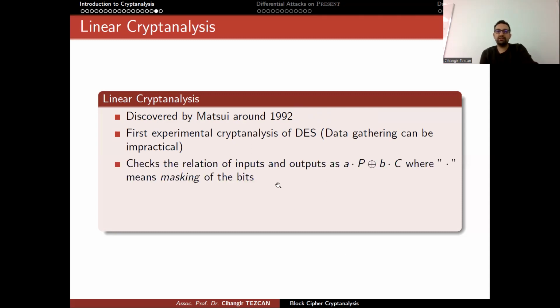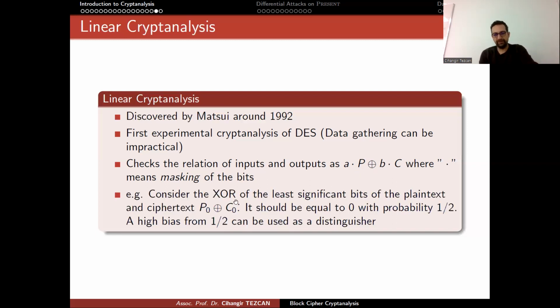This attack checks the relation of inputs and outputs with the following operation: A.P XOR B.C. Here, dot means masking of the bits. Actually, you are performing a multiplication on the bits. The result of this operation will be a single bit, because you're multiplying bit by bit, and the result is XORed in itself. So this part provides either 0 or 1, and this part provides either 0 or 1. So the XOR of them provides 0 or 1.